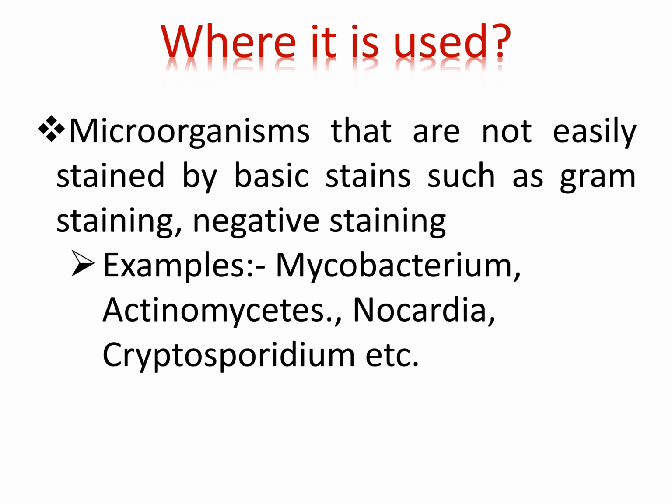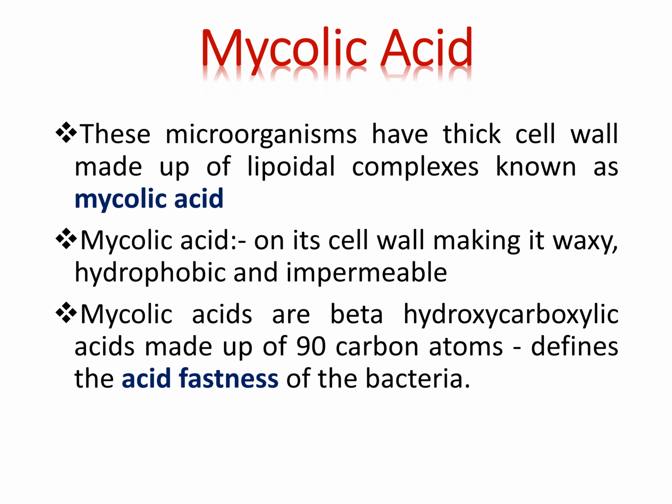Now, where AFB staining is used: microorganisms that are not easily stained by basic stains, such as Gram staining, for example Mycobacterium, actinomycetes, Nocardia, Cryptosporidium, etc. The microorganisms which we mentioned in the previous slides have a thick cell wall made up of lipoidal complexes known as mycolic acid. Mycolic acid in the cell wall makes it waxy, hydrophobic and impermeable. Mycolic acids are beta hydroxy carboxylic acids made up of up to 90 carbon atoms and define the acid fastness of the bacteria.